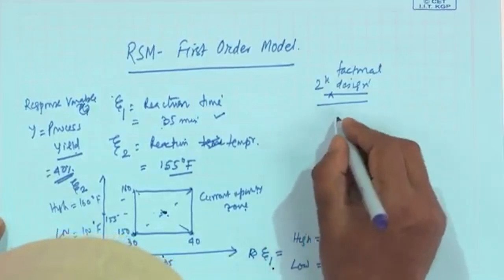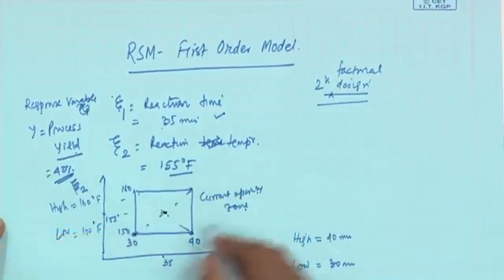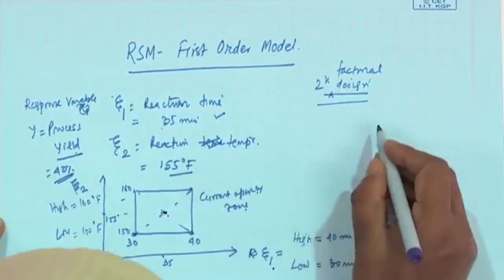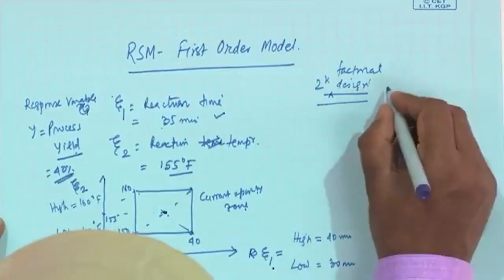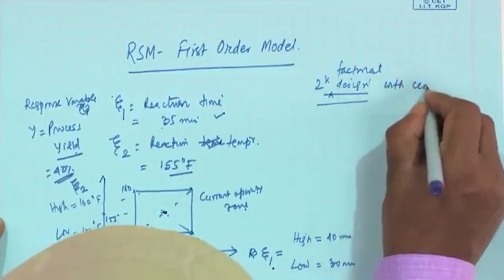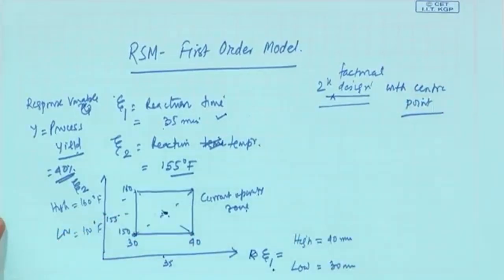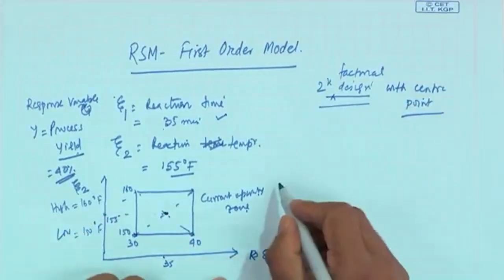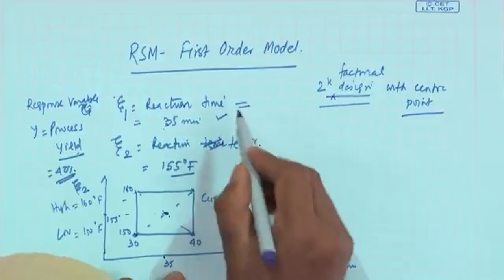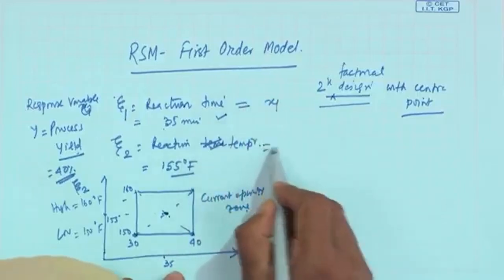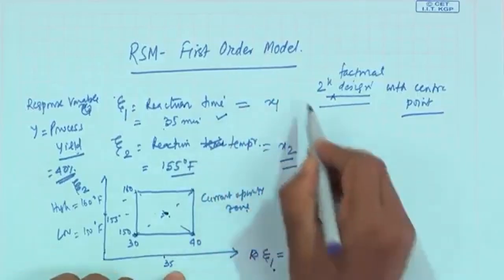So, that means here it is basically a 2 to the power k factorial design with center points. What more do you need to know? This will be converted to coded variable x 1 and this will be converted to coded variable x 2.